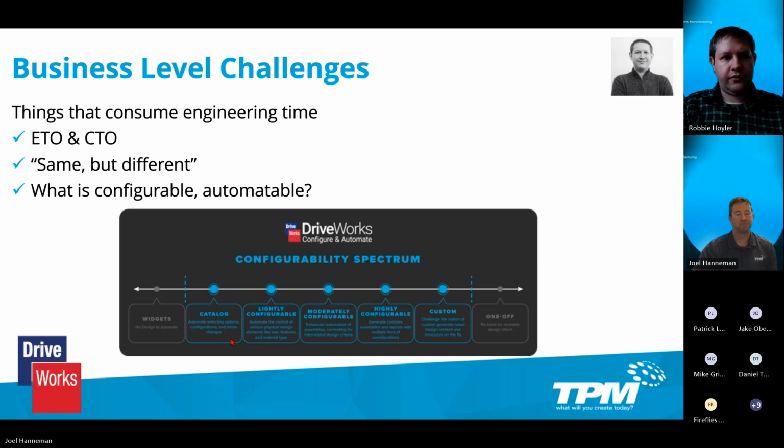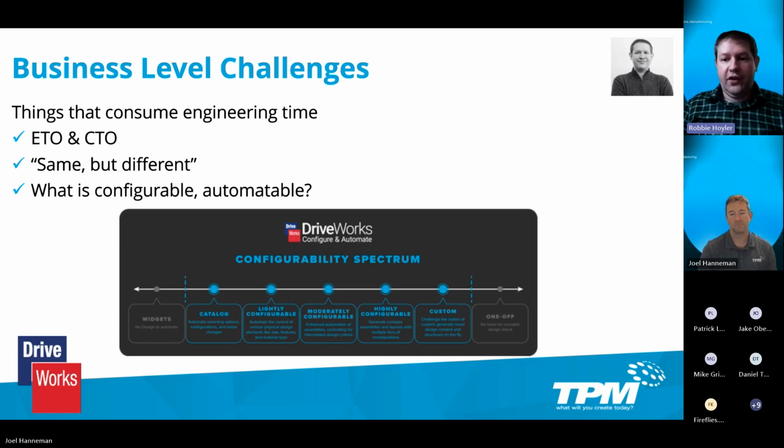All right. So really quick, we're just going to talk a little bit about some of the business level challenges that you guys are faced with. Now, there's a ton of things that consume engineering time. Usually when we look at customers and automation becomes a topic, the thing that we want to really focus on is the ETO or CTO: engineer to order, customize to order, configure to order, looking for designs that are, quote unquote, the same but different. And then we get into how we define automation and configuration.